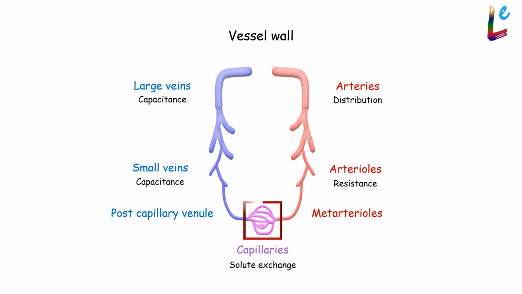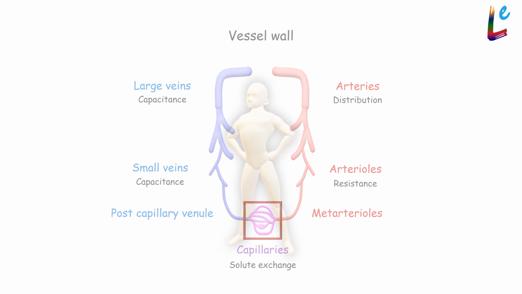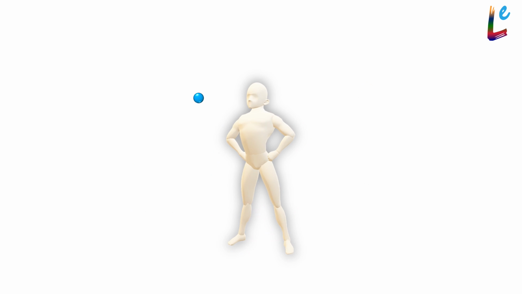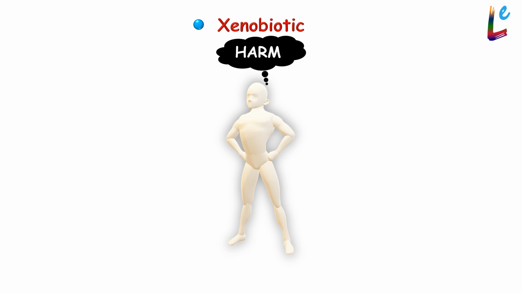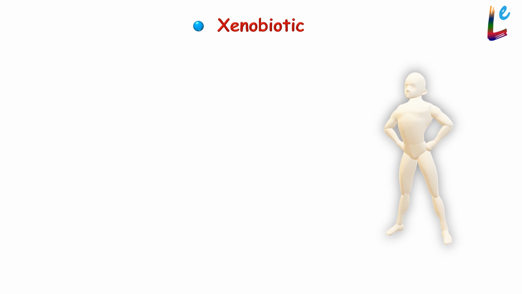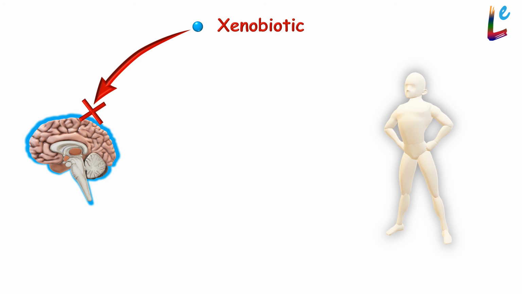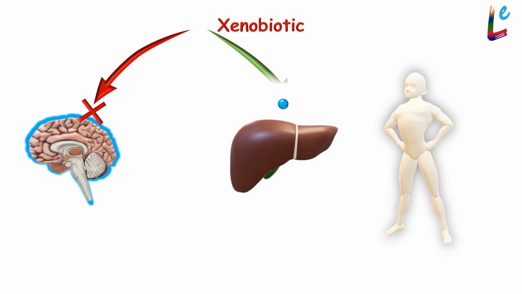But as we saw earlier, the body considers a drug as a xenobiotic or foreign molecule likely to cause harm. So logically, the body would try to restrict drug entry to certain critical areas like the brain and promote its entry into tissues like the liver so that it can be metabolized.